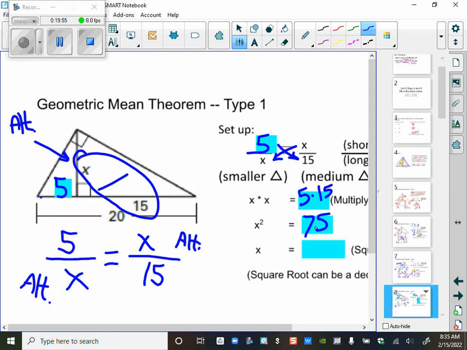Take that square root of 75, which I know you're going to get a decimal. It's about 8.660. That keeps on going forever and ever, but yeah, that's about right. Very good.